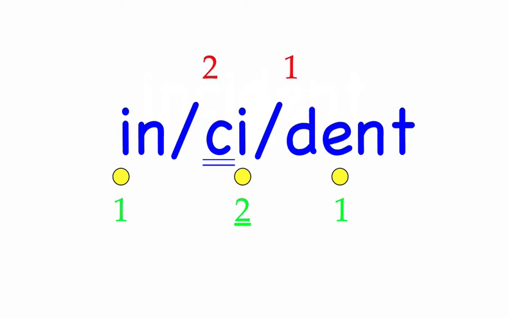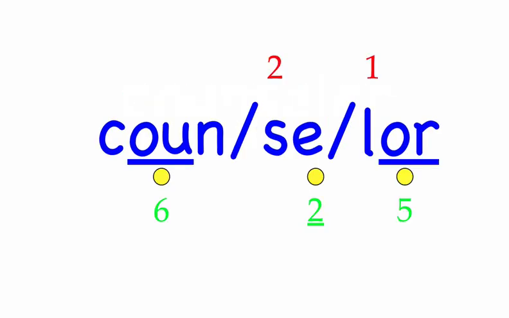Row 8. Counselor. He is a well-known counselor. First syllable, coun, three sounds: k, ow, n. Se, two sounds: s, e. Lor, two sounds: ul, or. Counselor.